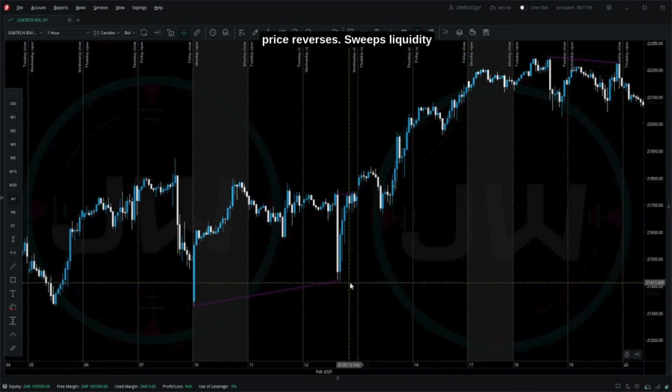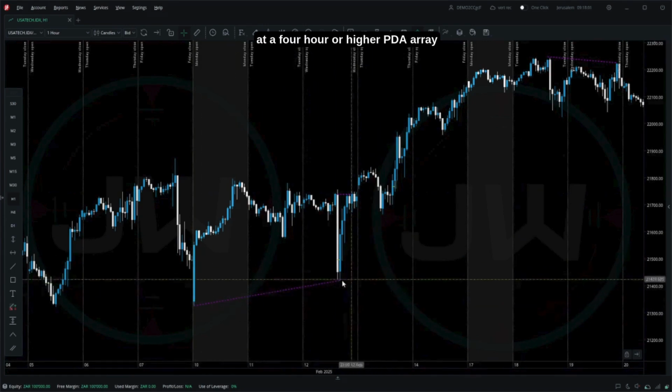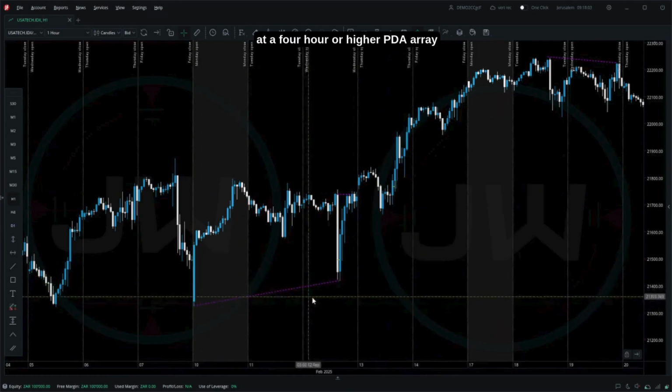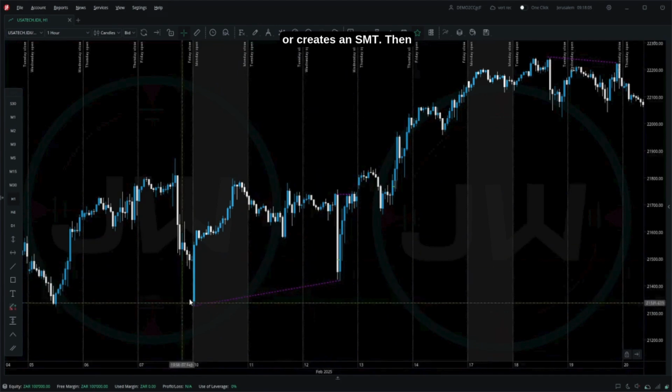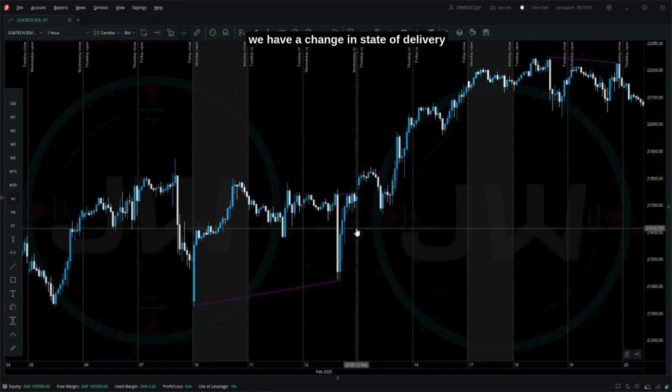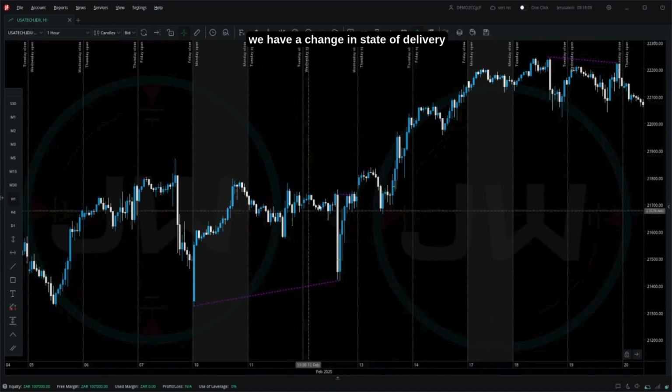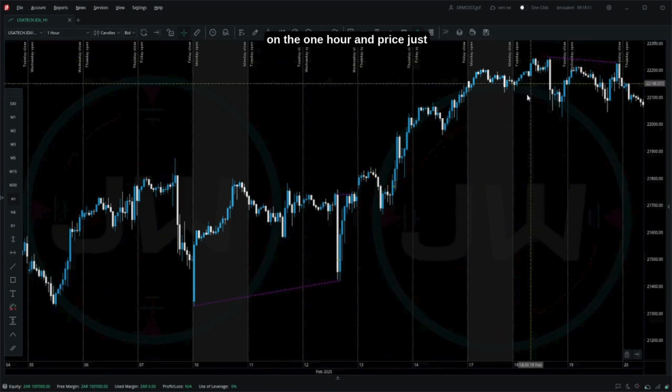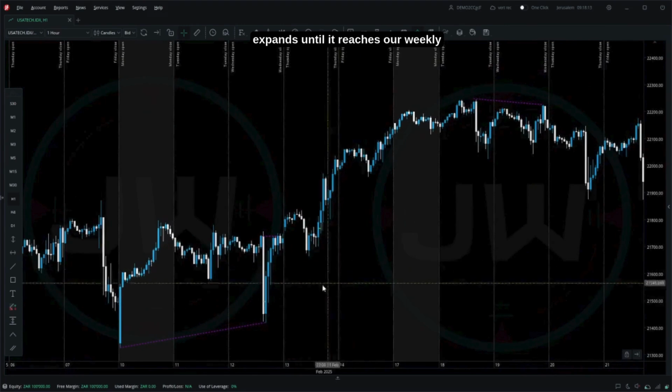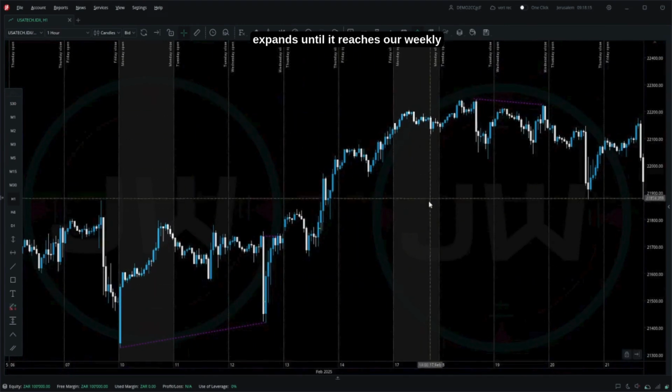Look for where price reverses, sweeps liquidity at a 4-hour or higher PD array, or creates an SMT. Then we have a change in state of delivery on the 1 hour, and then price just expands until it reaches our weekly target.